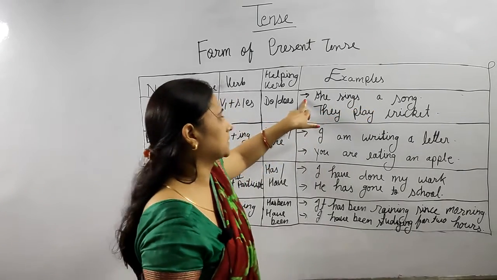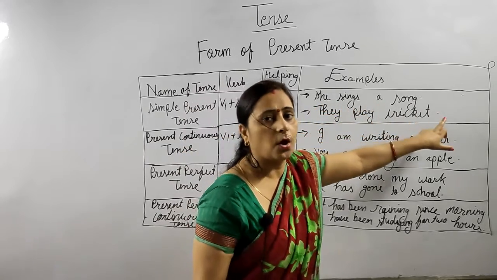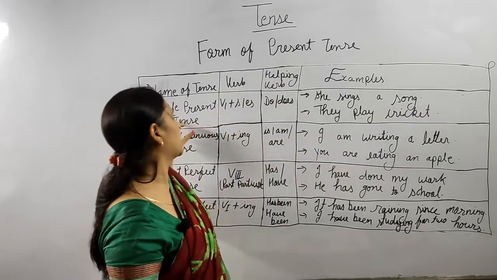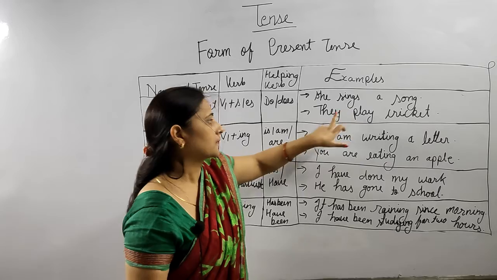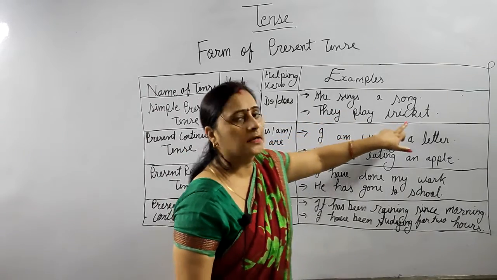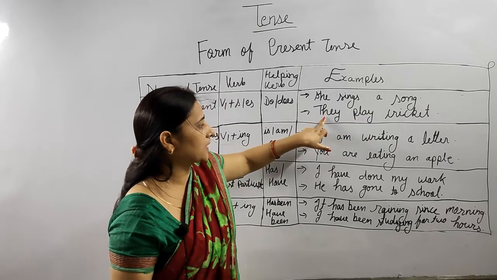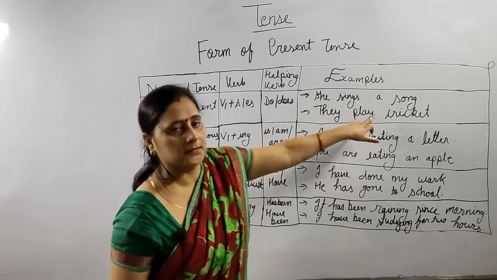Now, just look at the example. She sings a song. She sings a song in the simple present tense. We are adding here the s. And with the plural subject, they play cricket. As you can see here, with the plural subject, we don't need to put s or es.